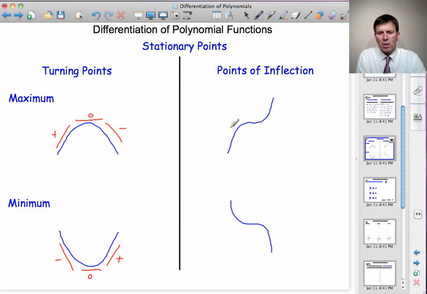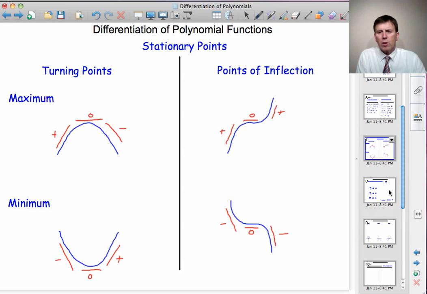Points of inflection, we can either have positive before the stationary point, and then we have 0 followed by positive, or we can have a negative gradient, then 0, and then another negative gradient. So by just looking at the gradient of the curve just before and just after the turning points or stationary points, we can determine what kind of stationary point it is. Now that's a lot of testing to be done, and often there's a better way of doing it.